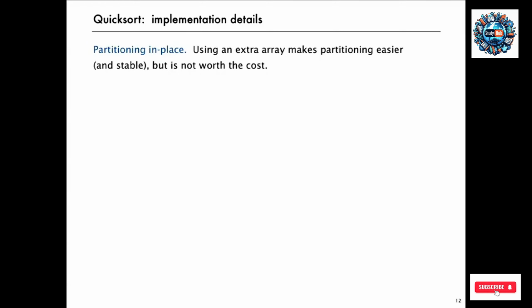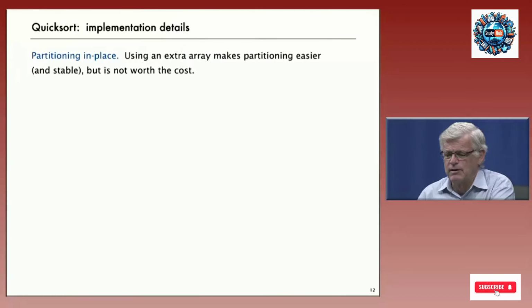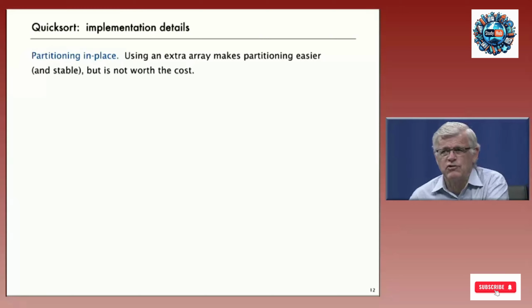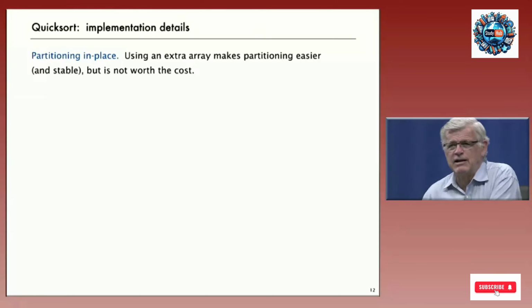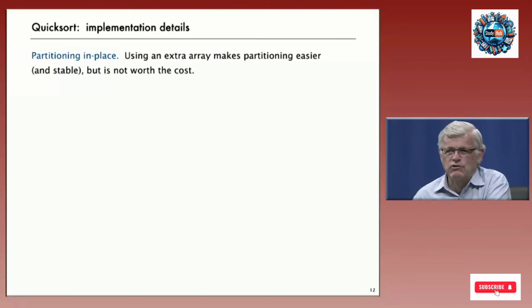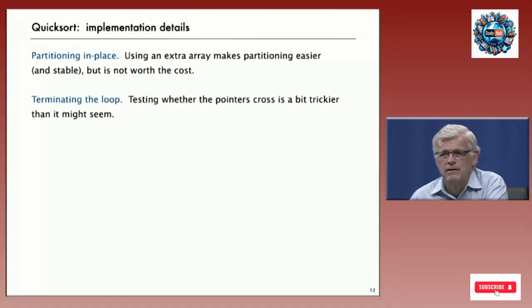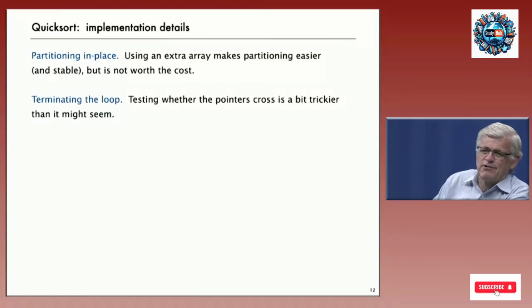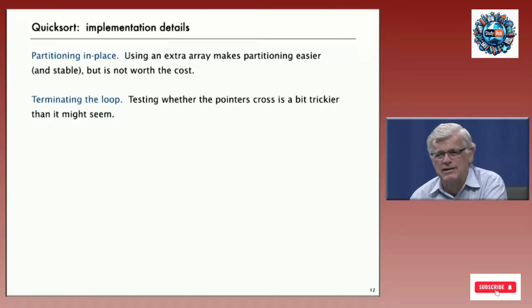So let's consider some of the details in the implementation of partitioning with Quicksort. First thing is it partitions in place. You could use an extra array and the partitioning code would be a little bit easier, but one of the big advantages of Quicksort over Mergesort is that it doesn't take any extra space. It gets the sort done in place. Now, you have to be a little bit careful with terminating the loop. When we give you working code, it's not hard to see why it works, and you might go through the exercise of trying to implement Quicksort without looking at our code. You'll find that testing when the pointers cross can be a little bit tricky, particularly in the presence of duplicate keys.